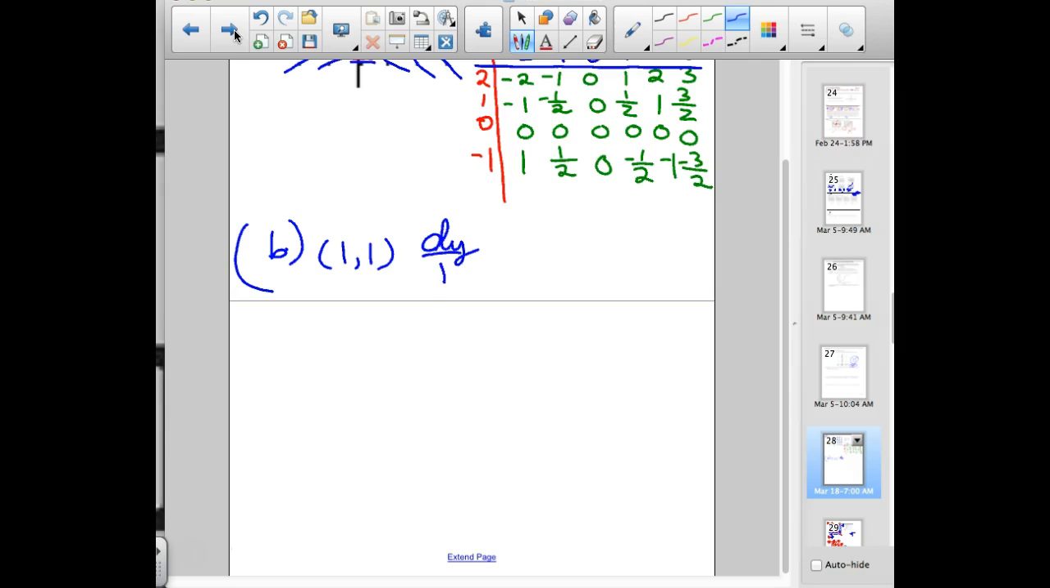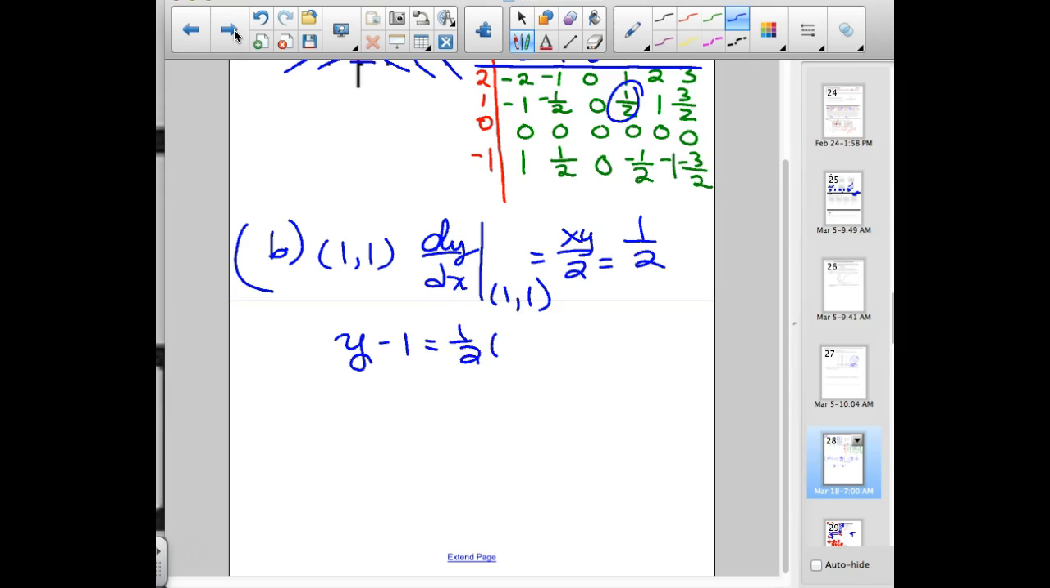All I need to do is find the slope of that point. So I need dy dx at 1, 1. Once I have that, I can write the equation for the tangent line to that curve. So at 1, 1, what's the slope of the tangent line? Just go plug them in. Says it's xy over 2, so I've got a nice slope of a half, or if you already made the table, it's just sitting there. So here's my tangent line equation. Y minus the y I know is equal to the slope there times x minus the x I know. Done. Full credit. That was an easy question.